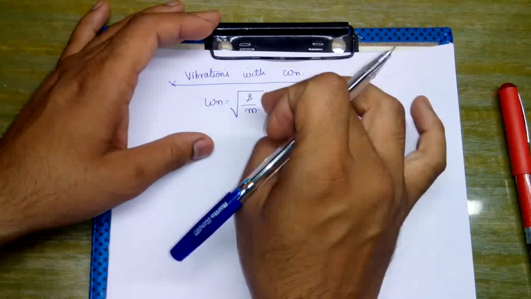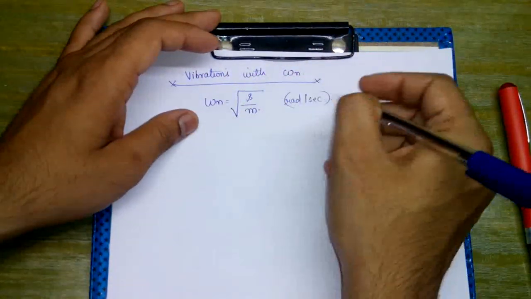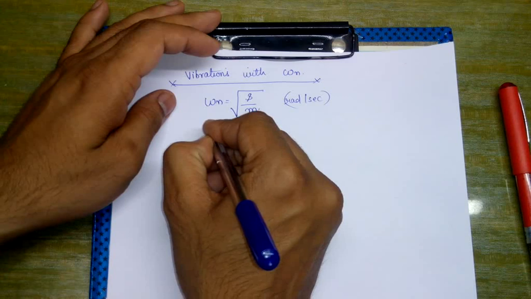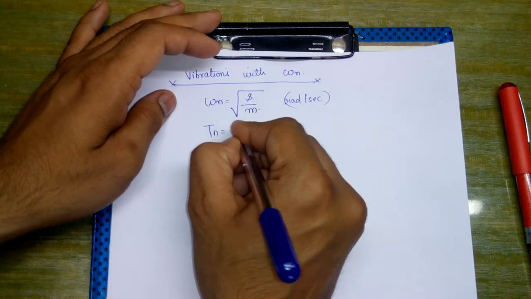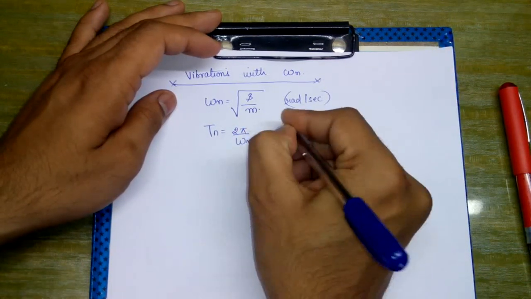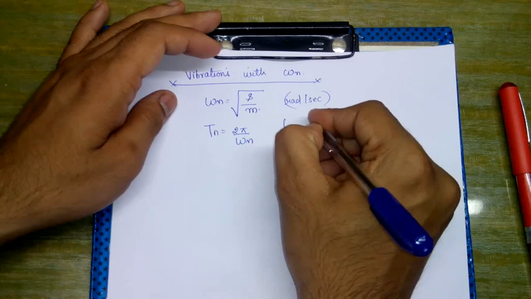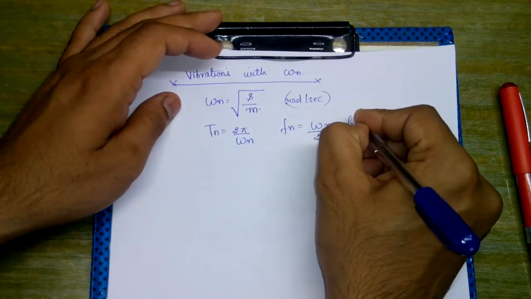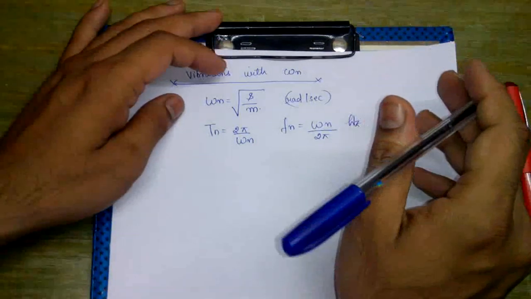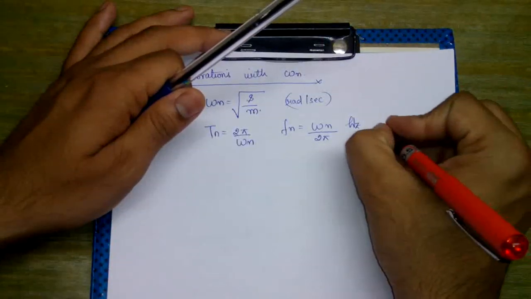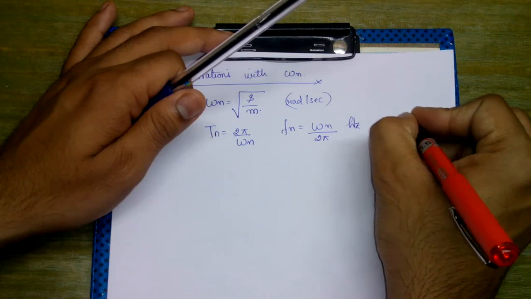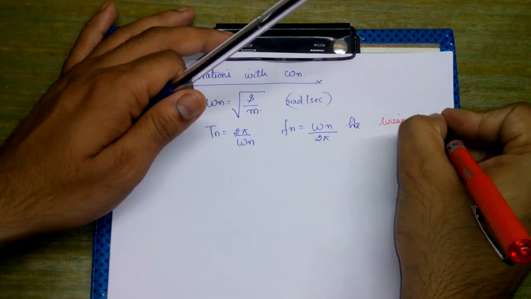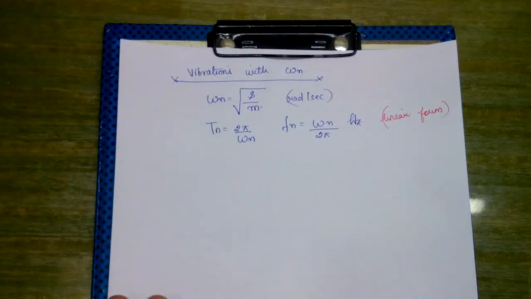Okay, now we will compare it to the wave equation. Okay, we will compare this thing with the wave equation such that the natural time period would be equals to 2 pi by omega n and frequency would be equals to omega n upon 2 pi hertz. Okay, so this is actually a linear form.